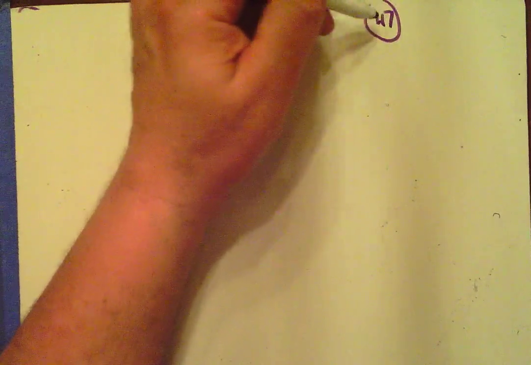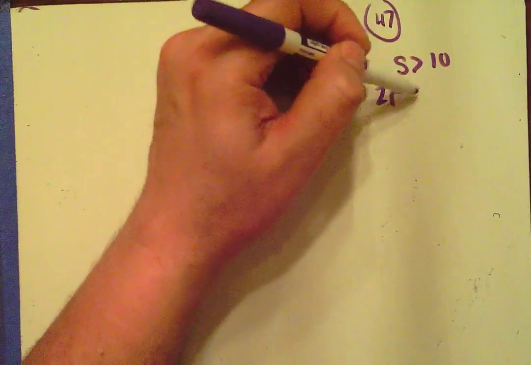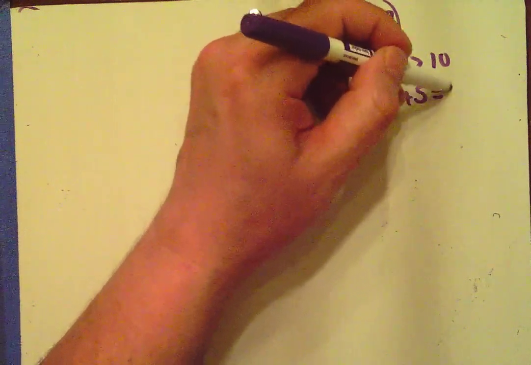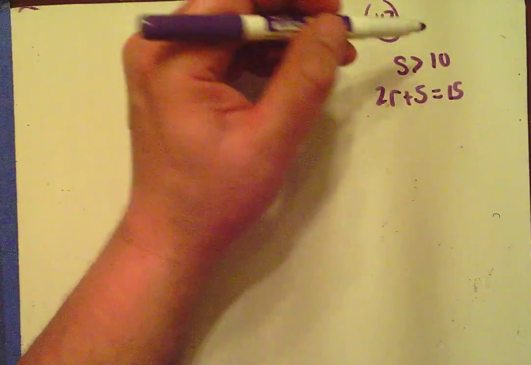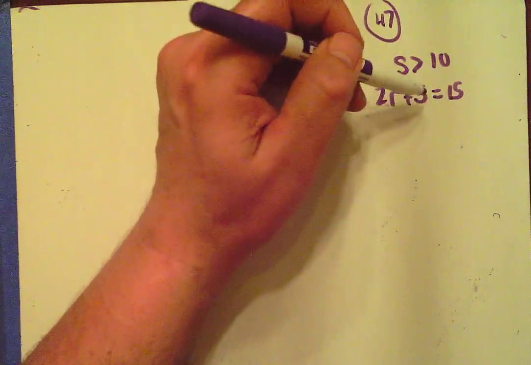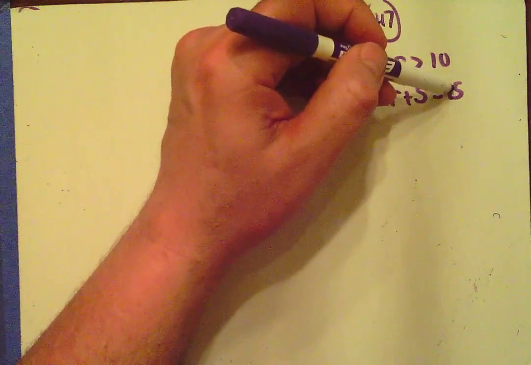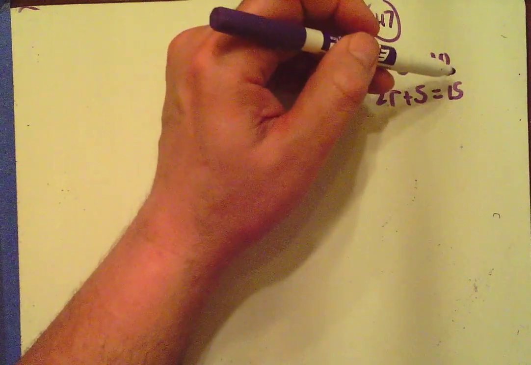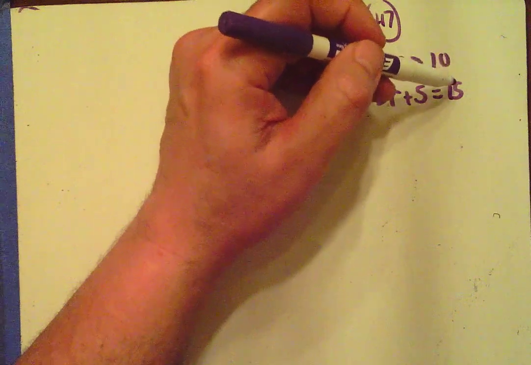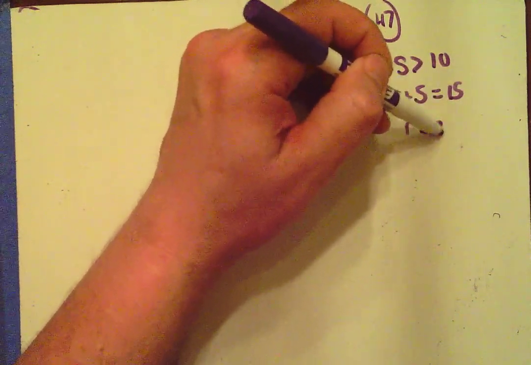47. For 47, r and s can be integers where s is greater than 10, and 2r plus s equals 15. Well, I know that s is a number bigger than 10. So if this were, say, 11, and I subtracted 11 from both sides, I'd end up with 4 over here. And so 2r would be 4, and so r would be 2.